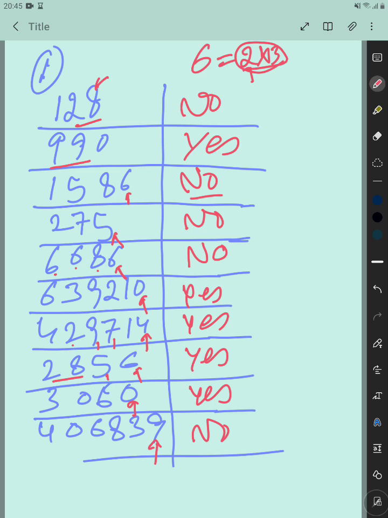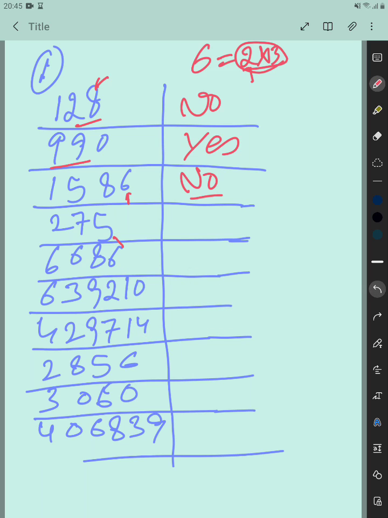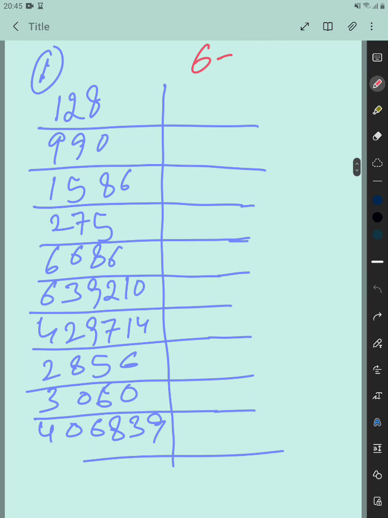Okay, so I think you got the point. So we have divided by 2 and by 3. If either one fails, then the complete number fails. If both pass, then only can it be divisible by 6. Okay, so 6 is done. So now erasing this. Okay, it is not being erased, so we have to take the help of this one.